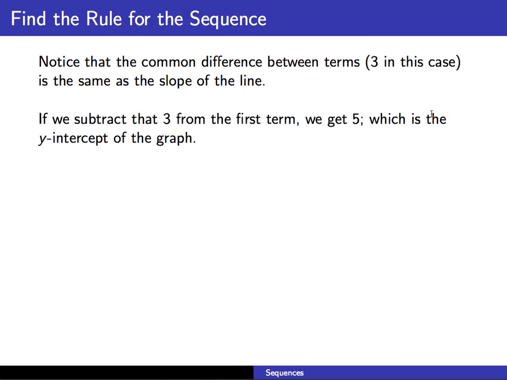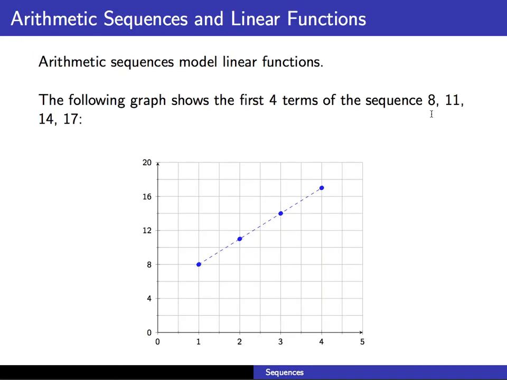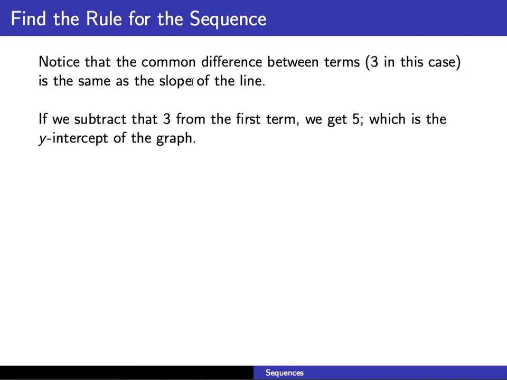The y-intercept is what we get when we have the 0th term of our sequence. If we're adding 3 to get to each of these new terms, then we just have to subtract 3 to get to our y-intercept, which in this case is going to be 5. So if our first term is 8 and we add 3 to get to 11, that means we subtract 3 to go the other way.